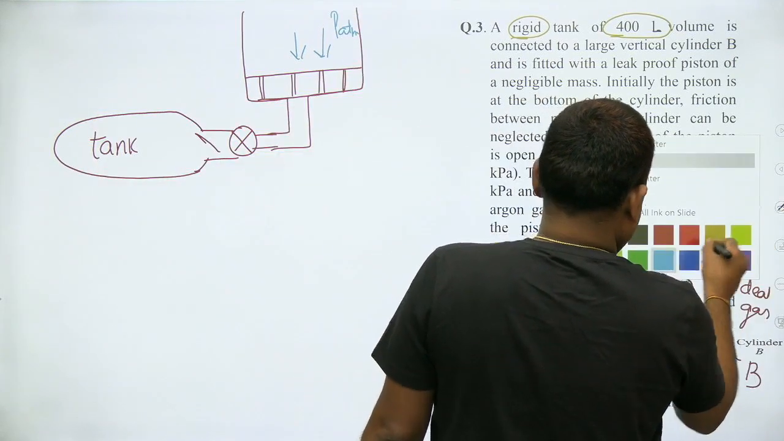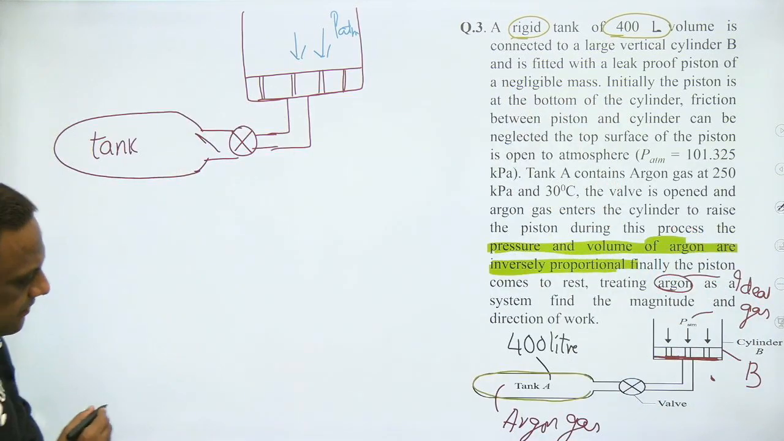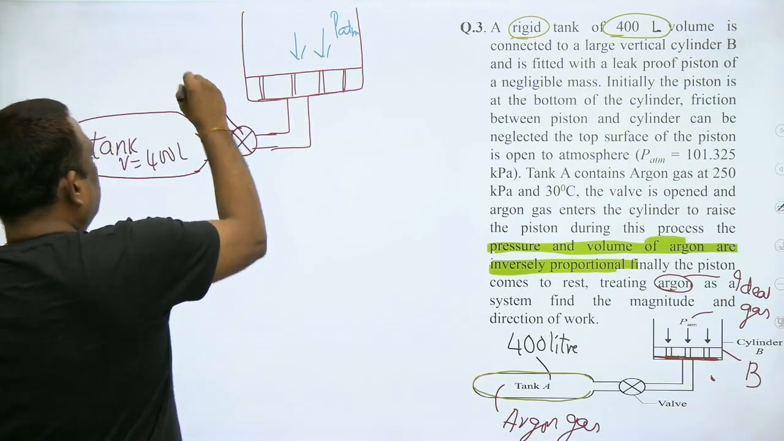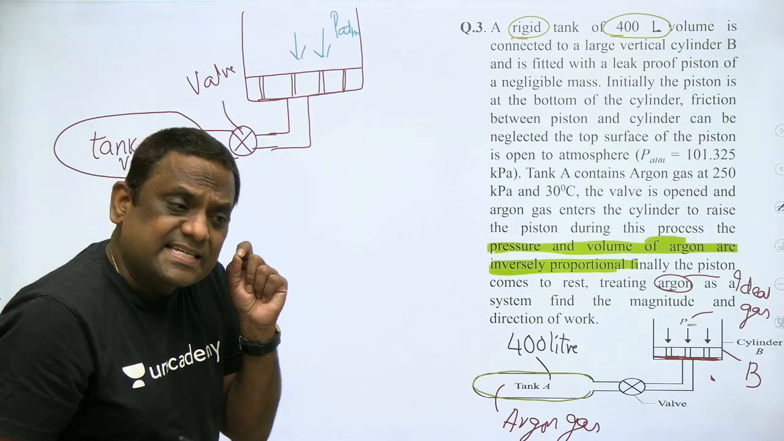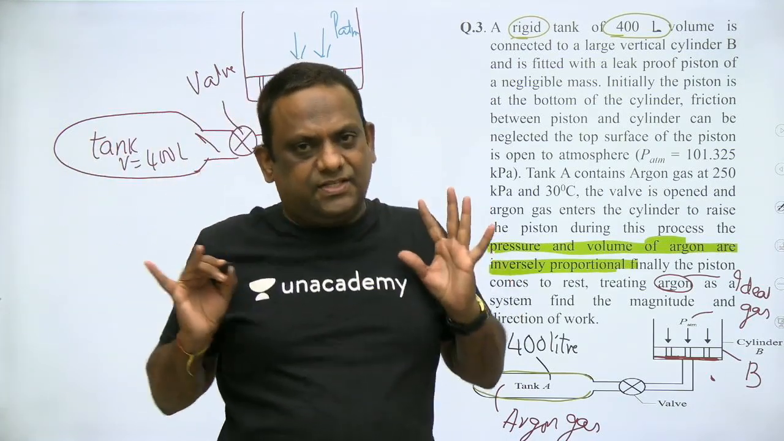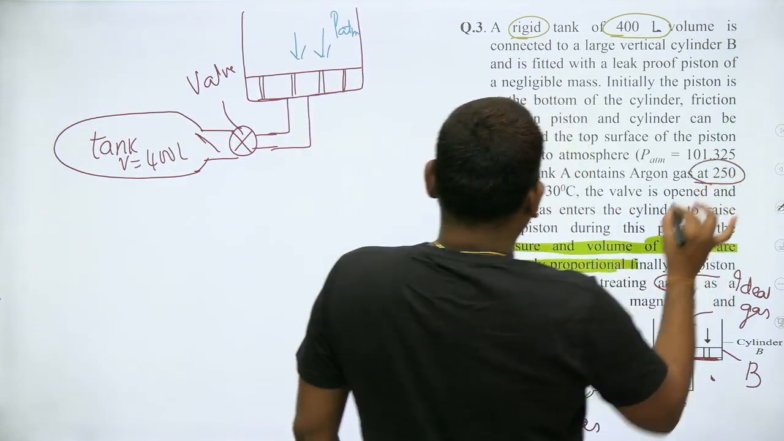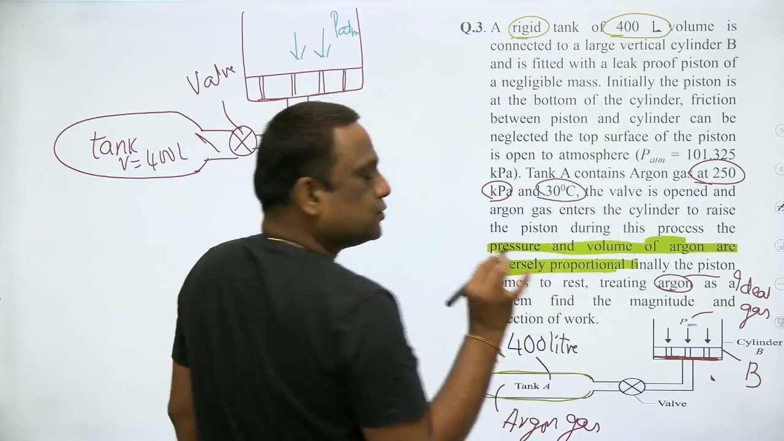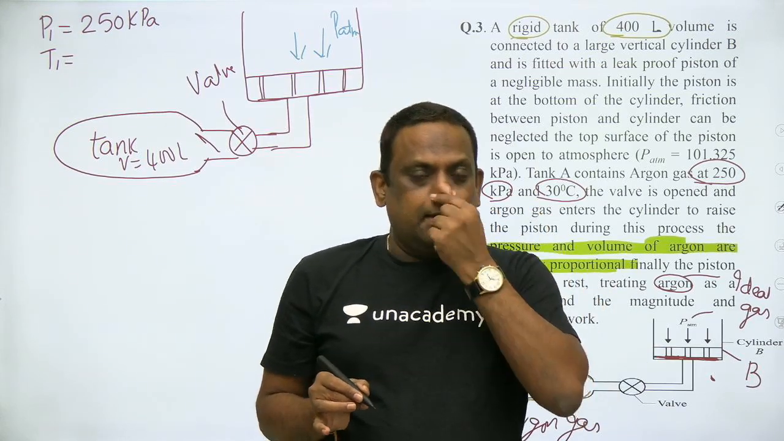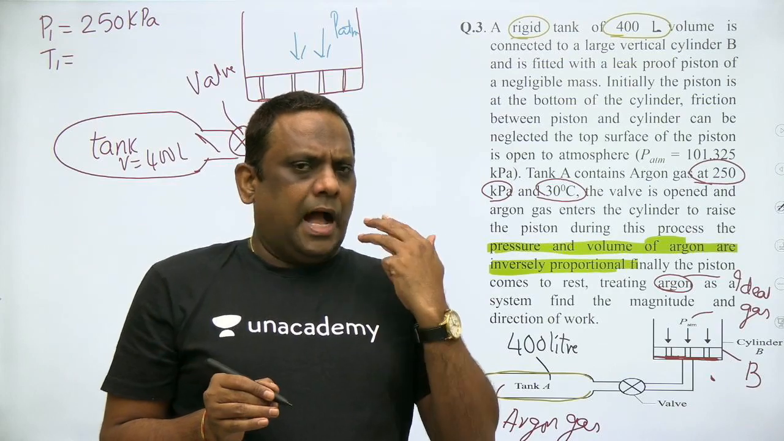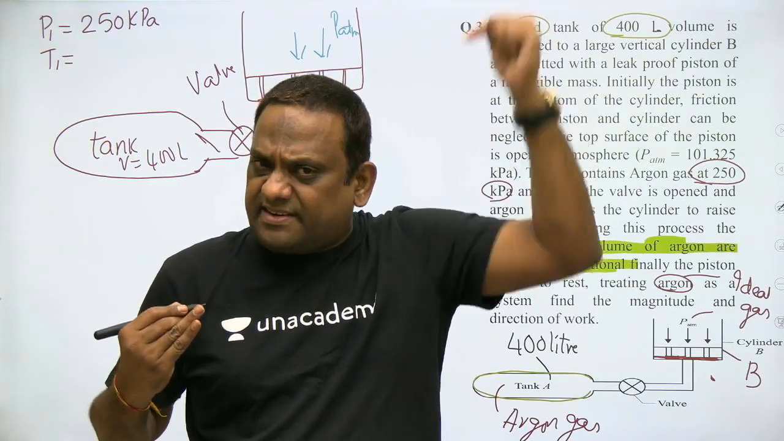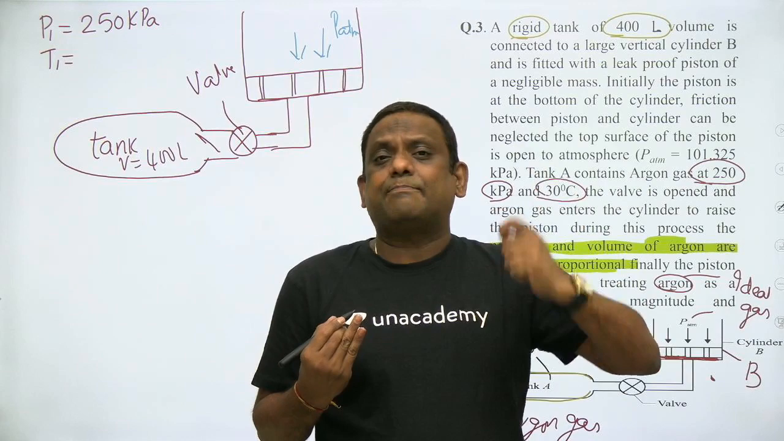Now, have a look at this. The volume of this is given as 400 liter and there is a valve here. Ab sawal ye hai, is tank ke andar ek argon gas hai. There is argon gas and he clearly gave it is at 250 kilopascal and the temperature is given. So I write initial conditions. Temperature should be strictly in Kelvin. I'll be teaching this in my basic thermodynamics. The ideal gas scale and Kelvin scale are the same. Therefore, whenever you use PV equals mRT, T has to be strictly in Kelvin and pressure should be strictly absolute, not gauge.